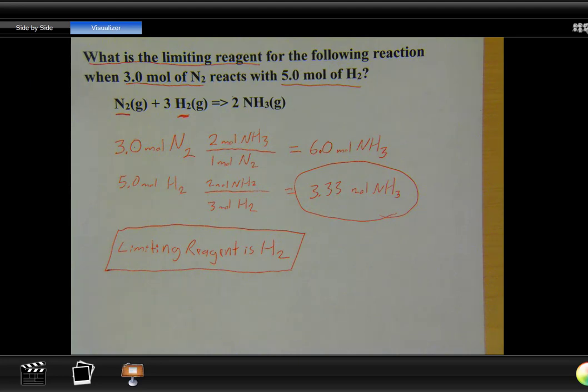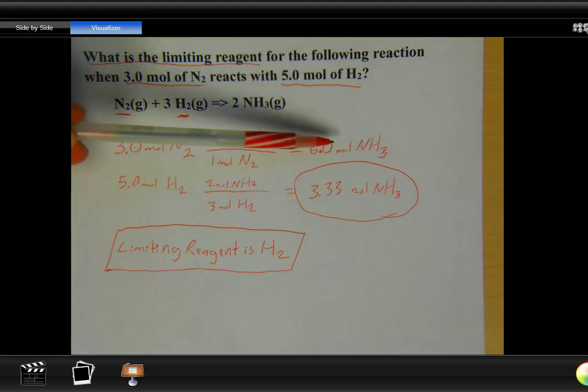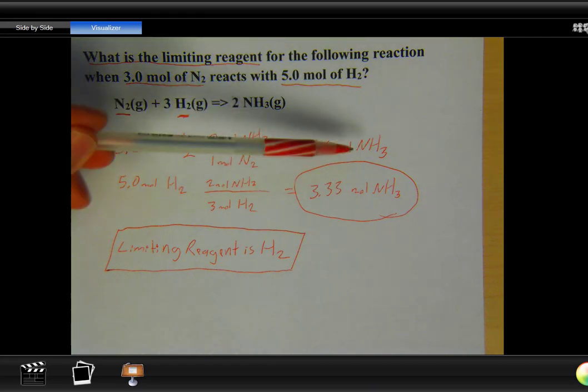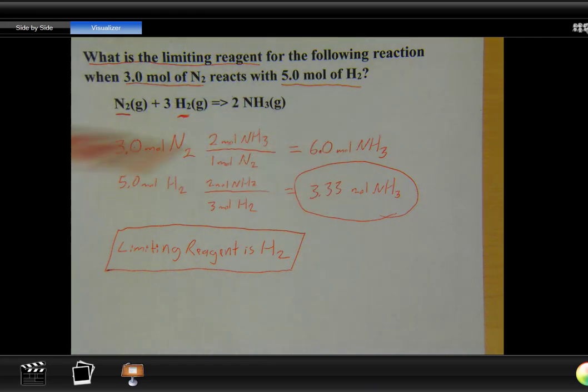Sometimes people might be tempted to pick NH3. That is simply the product. The product can never be the limiting reagent. The limiting reagent will always be one of the reactants. It's whichever one gives you the smaller amount. So hydrogen in this case.